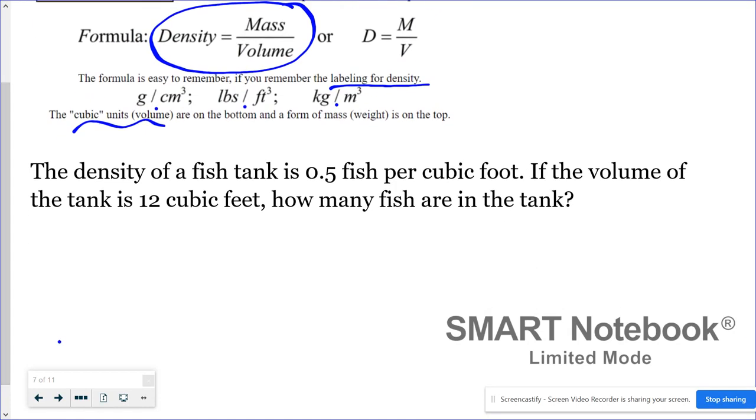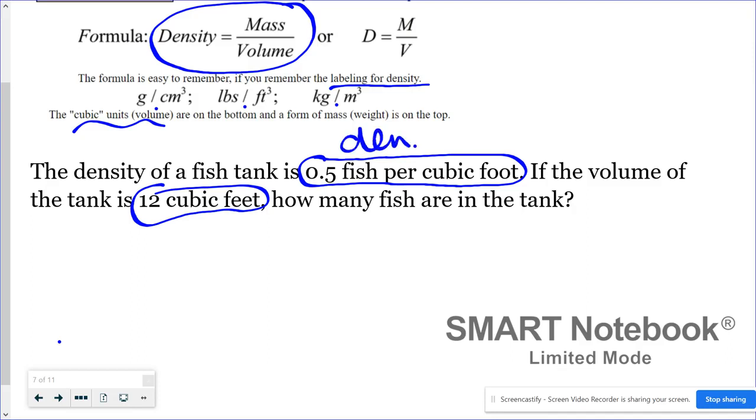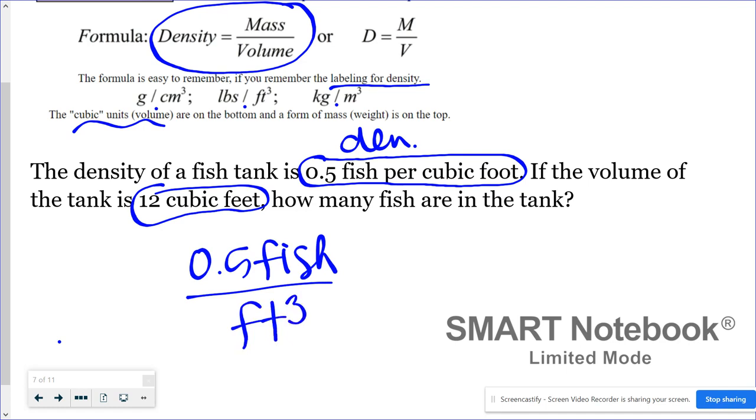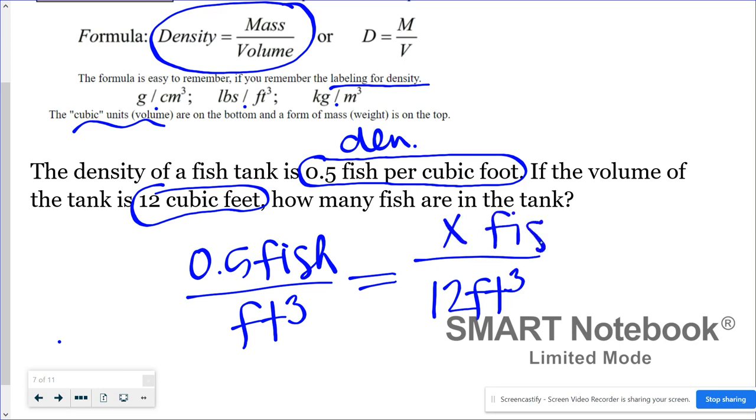In this example here, it says the density of a fish tank is 0.5 fish per cubic foot. If the volume of the tank is 12 cubic feet, how many fish are in the tank? Okay, so I know that my density is 0.5 fish per cubic foot. And density is found by going mass divided by volume, or some quantity divided by volume. Now I know my volume is 12 cubic feet, so it makes sense for me to put it on the bottom because that's where the cubic feet are. And then on top, this would be representing the number of fish.